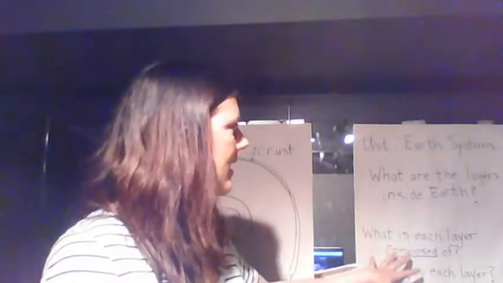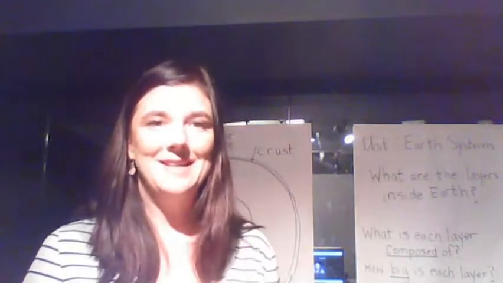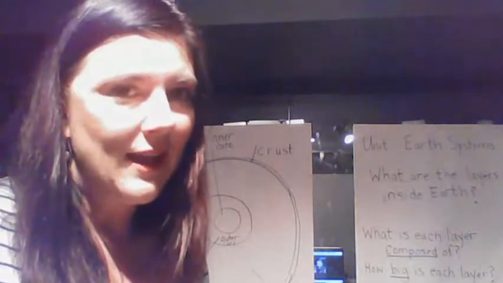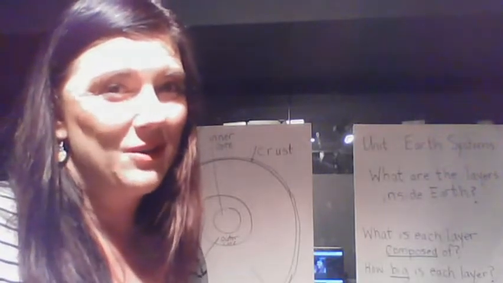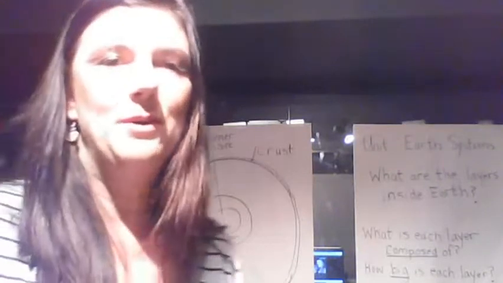So as I said, we're going to focus on the layers inside of Earth, and we're going to dissect each layer to understand what each layer is like. What is each layer's job in creating the outside of Earth? But first, I want to remind you that we've been focused mostly on the outside of Earth, right?